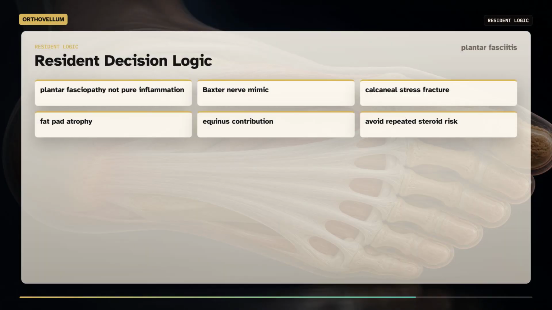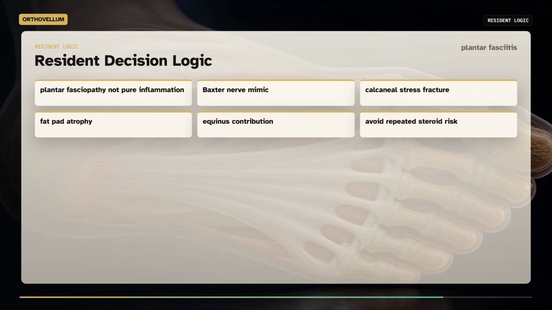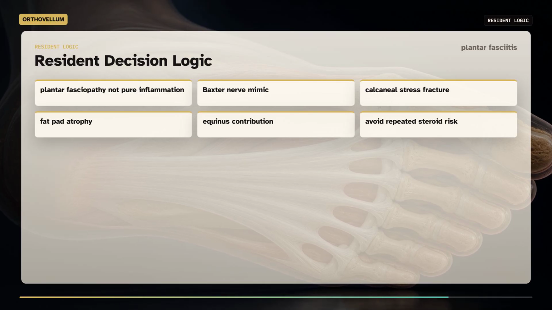Resident-level pearls. Plantar fasciopathy, not pure inflammation, Baxter nerve mimic, calcaneal stress fracture, fat pad atrophy, equinus contribution, avoid repeated steroid risk. Always name the differential diagnosis before falling in love with the first diagnosis. Always ask whether the proposed treatment matches the biology, the mechanics, the time course, and the person in front of you. If the story is atypical, slow down. Atypical pain deserves a wider lens.